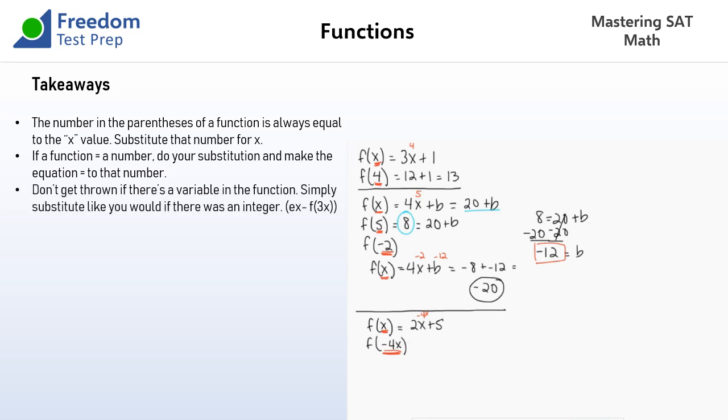And then you get 2 times negative 4x is negative 8x plus 5. And that's it. That's as much as you can do. So a question like that is going to look a little bit different than a regular number. Okay, so that's that.